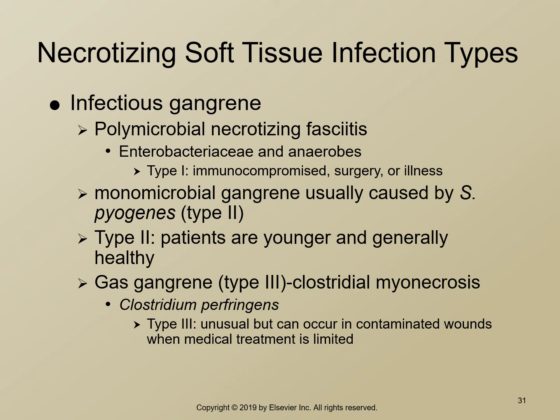The most common form of necrotizing soft tissue infection is type 1. So this is a polymicrobial infection, and it tends to occur in the trunk and perineal region of patients who have underlying medical illnesses such as diabetes or who are immunosuppressed. Patients with type 2 infections caused by group A strep tend to be younger and previously healthy, and infections more often involve the extremities.